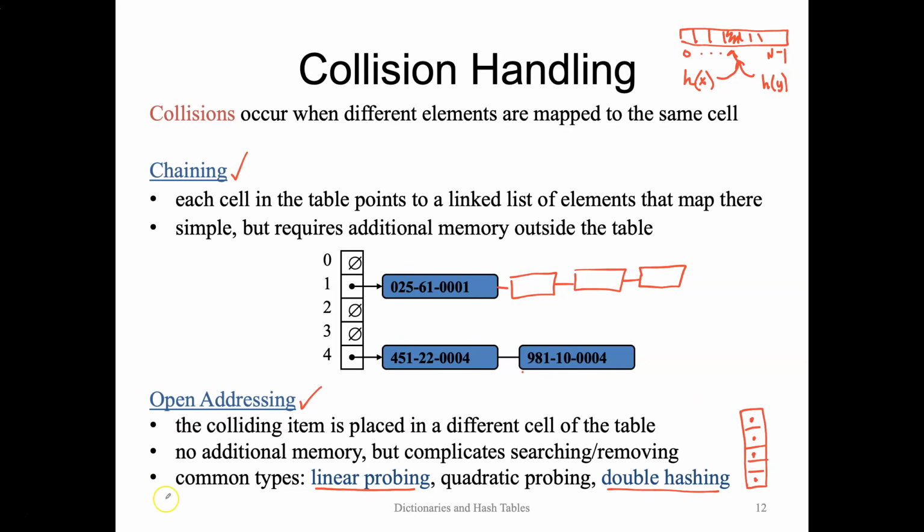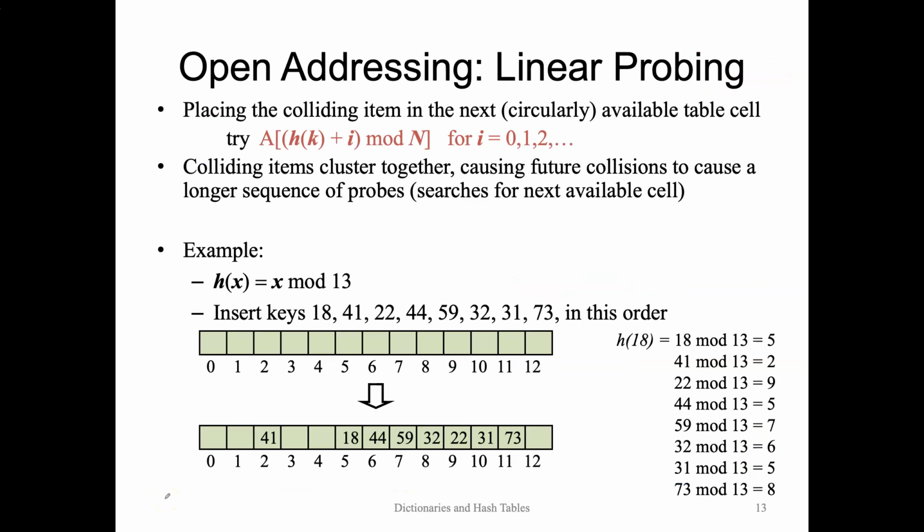To handle collisions with open addressing, one approach is linear probing. Linear probing just means that we place the item in the next available table cell. Specifically, the formula is that we try at this index every time, beginning with i equals 0, which is kind of like the number of attempts that we've made so far. Initially, with i equal to 0, we're not adding anything else here. We just check at the index of our hash value.